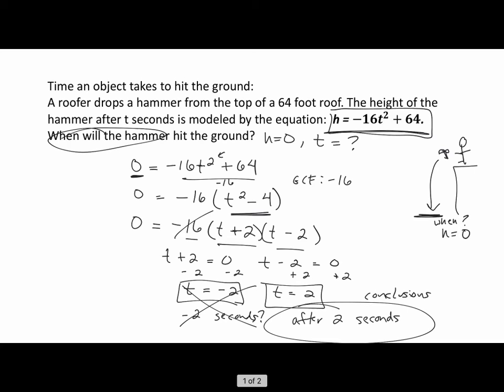Does it seem reasonable? We can definitely check it if we want to put that in the equation for t and see if we do get 0. So that will be negative 16 times 4. And that does add to 0 if we want to check that solution.